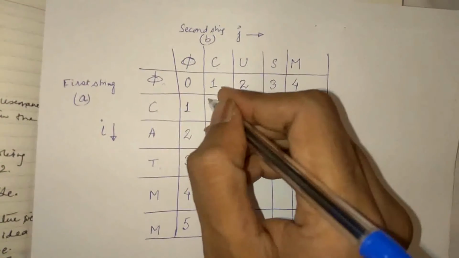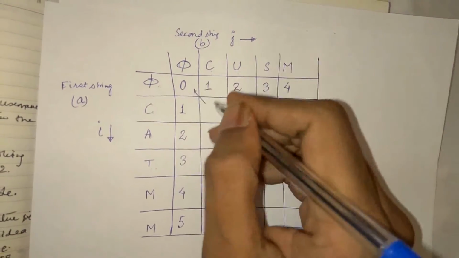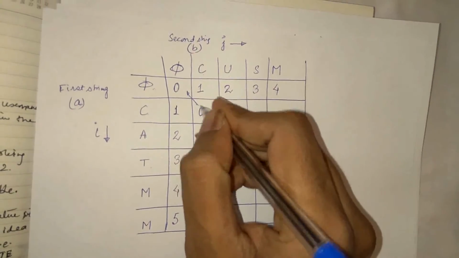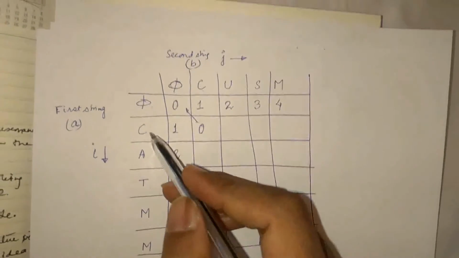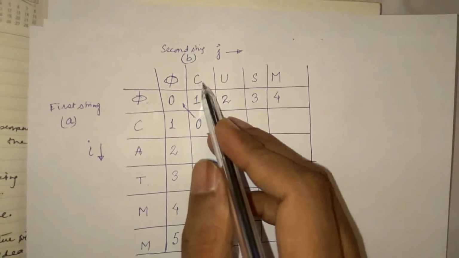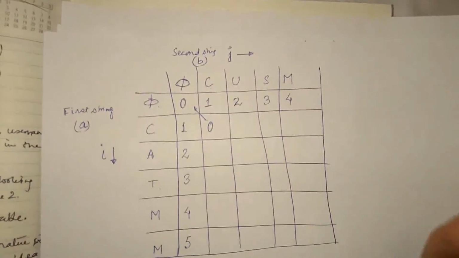So this is coming from the diagonal value and this is 0. One can easily understand, if you have a string with only the letter C and another string with only the letter C, what is the transformation cost? Nothing, it will be 0, right?